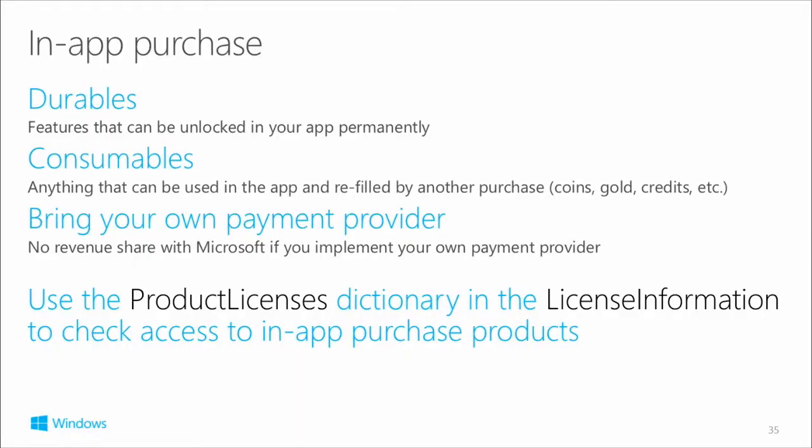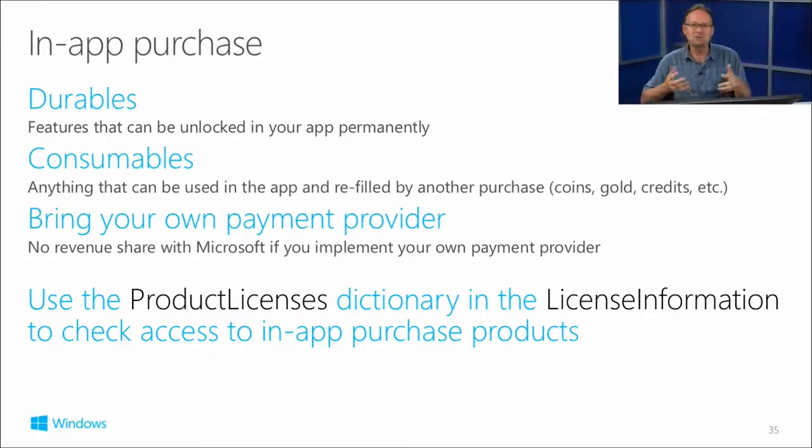In-app purchase is another great way of allowing your user to purchase additional functionality. There's two kinds, durables and consumables. And you can have your own payment provider if you don't want to use ours. Durables and consumables, you register through the store. These aren't physical products. You can't sell a pizza through this. These are virtual products, if you like, that you use to allow the user to unlock additional capabilities, or to download additional content that they can use in the app.